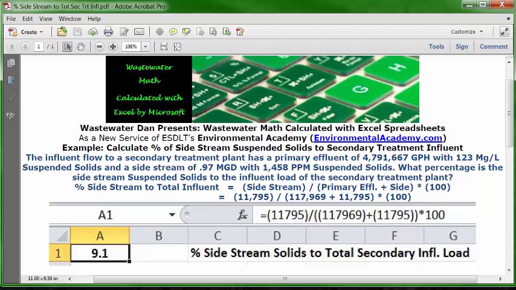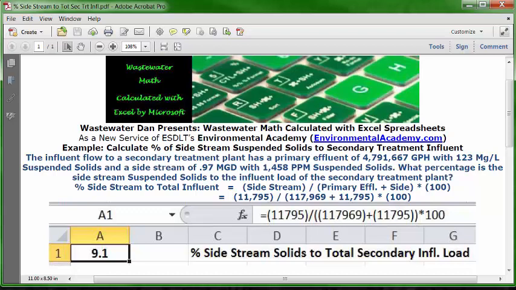So let's look at how we insert this into an Excel spreadsheet. Go to a blank spreadsheet, put your cursor in cell C1, and type in this label: percent side stream solids to total secondary influent load. Put your cursor in A1. You can format it as numbers with 1 decimal. You can make it bold and centered, and then start typing in the formula bar.